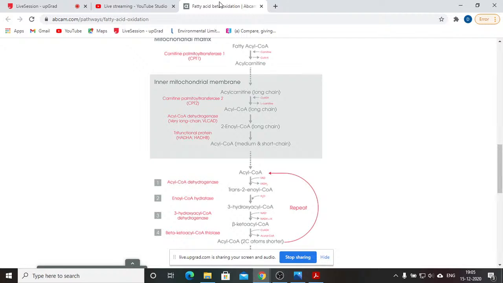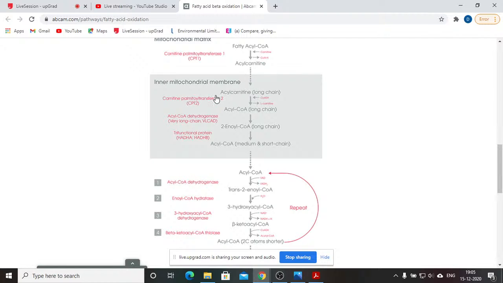So, from here you can see the fatty acyl CoA, which is present in the intermembrane space. It will now enter into the mitochondrial matrix through the inner mitochondrial membrane. So, carnitine comes in and CoASH comes out, and it will form the fatty acyl carnitine. The CoASH is removed and acyl carnitine is there.